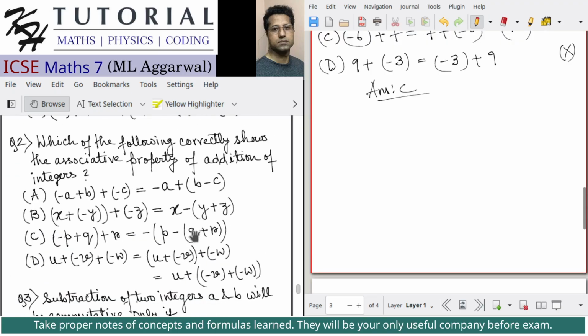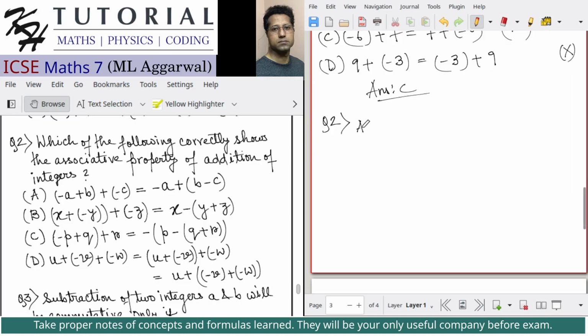Okay, let's see question number 2. Which of the following correctly shows the associative property of addition of integers? It's a similar question like one, but this time we have to find which is the correct demonstration of the associative property of addition.